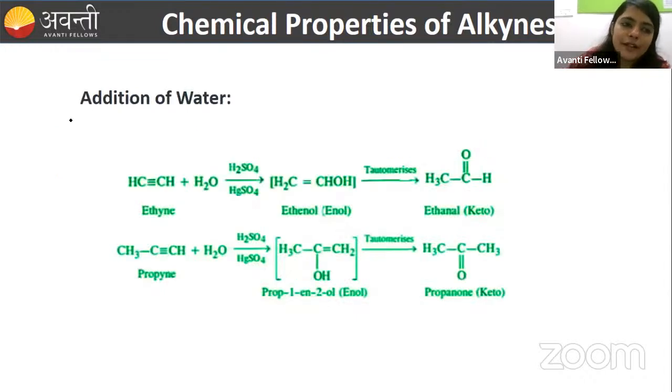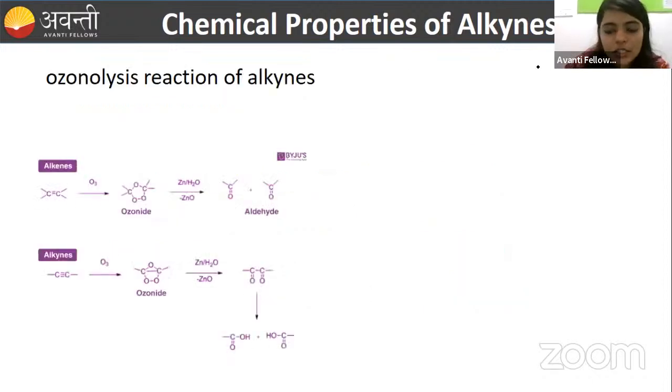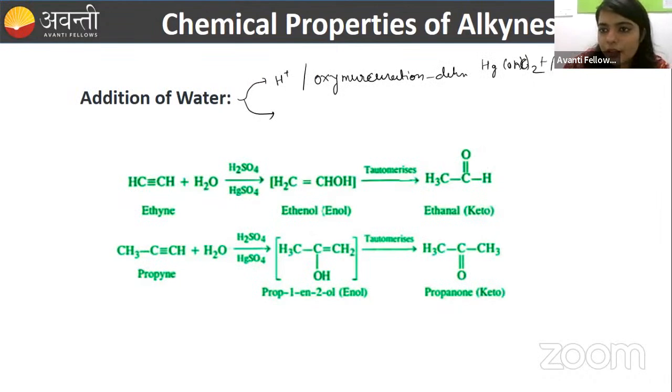Now look, addition of water. You have studied in alkenes that the addition of water can be done via two different processes. Either you take H plus as an acidic condition, or oxymercuration-demercuration, where you take mercuric acetate, Hg(OAc)2, plus sodium borohydride, NaBH4. This will follow Markovnikov's rule.